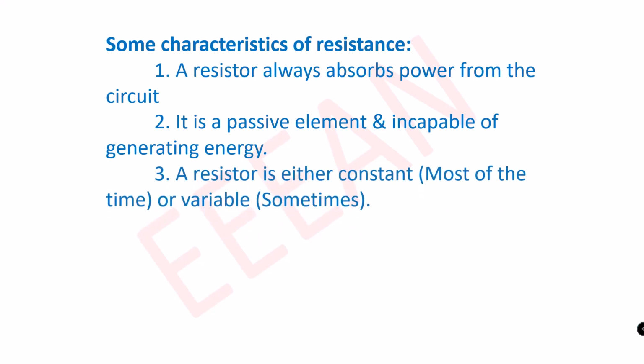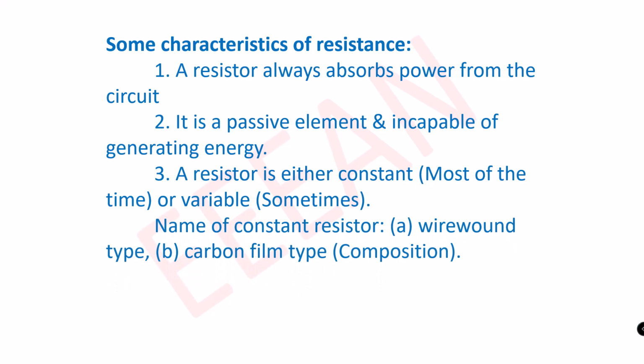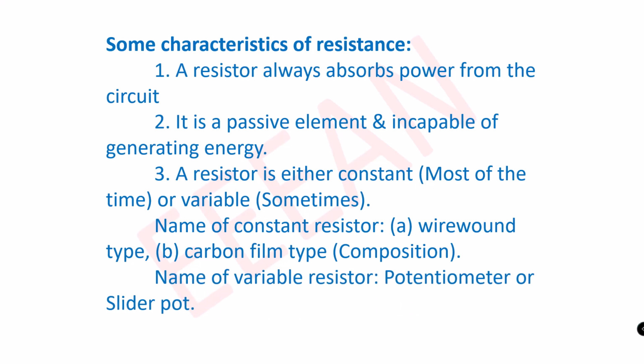A resistor is either constant or variable. Most of the time it is used as a constant resistance, and sometimes it can be used as a variable resistance. Names of some constant resistors are wire-wound type resistor or carbon film type resistor. And potentiometer or slider pot are used as variable resistors.